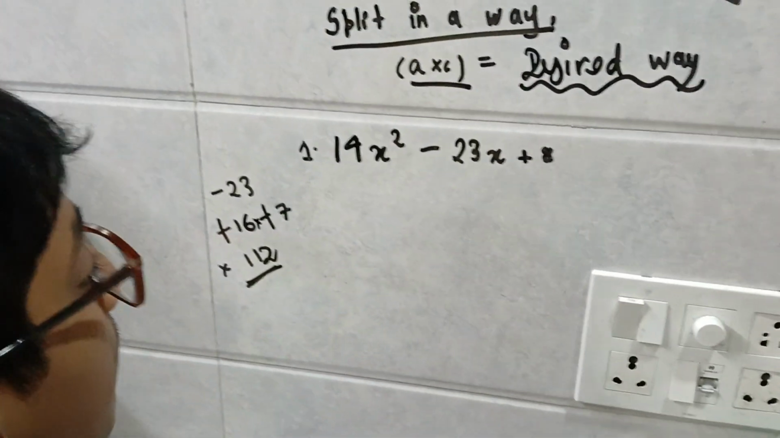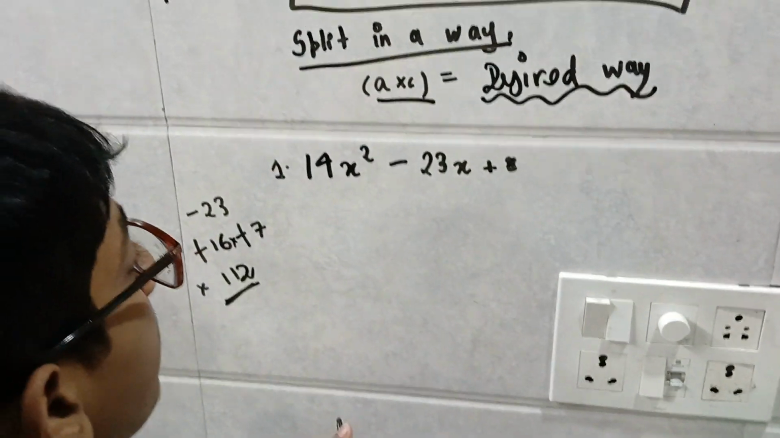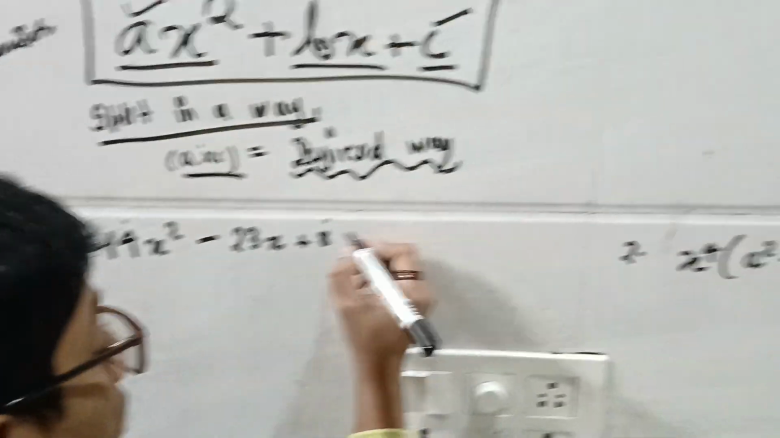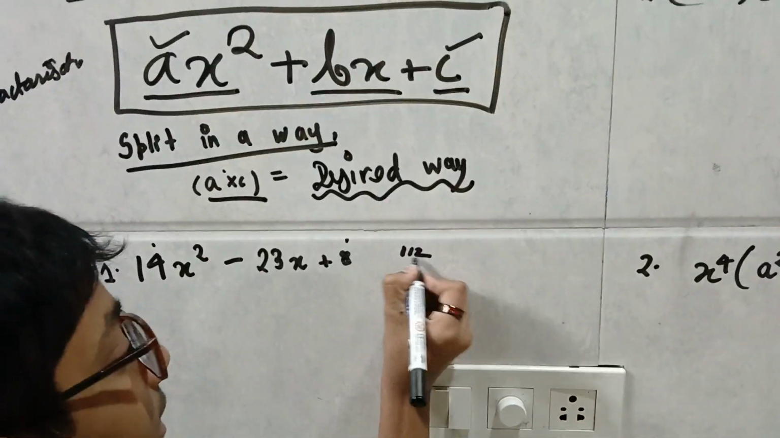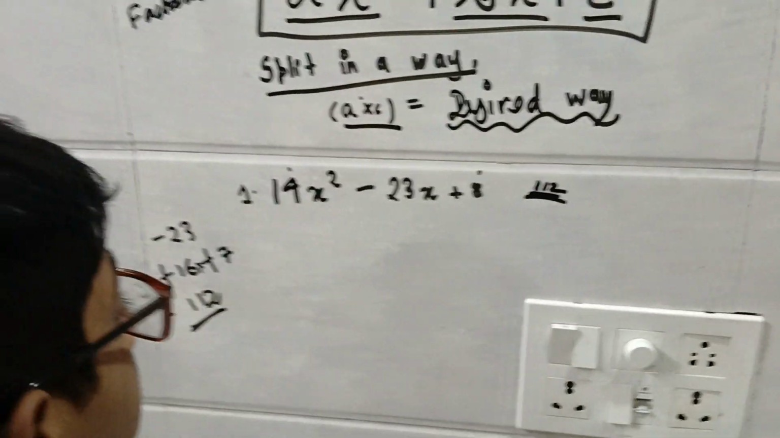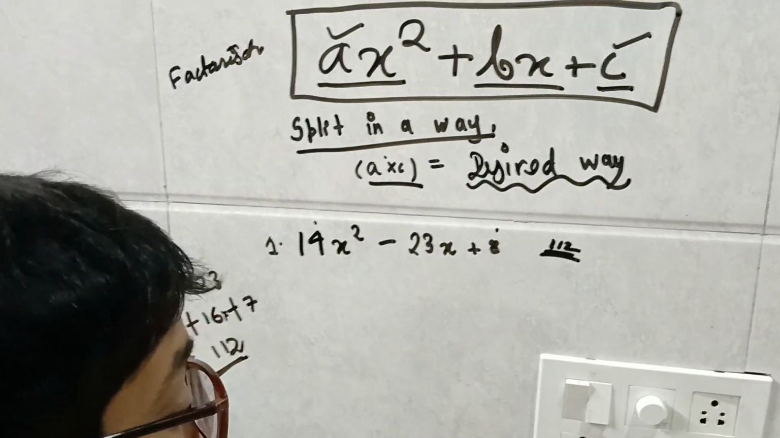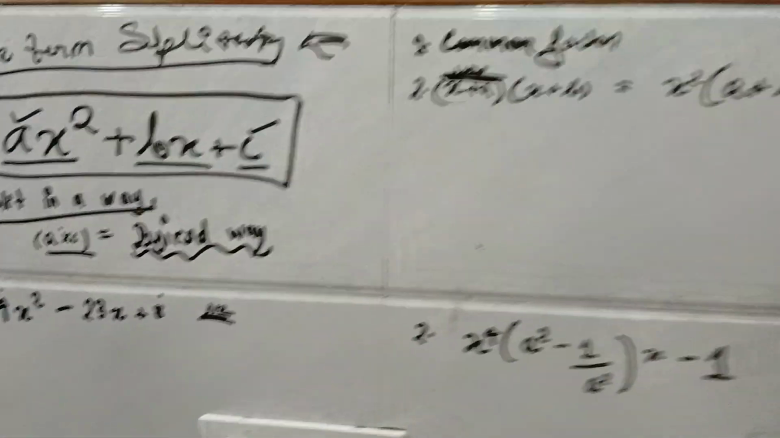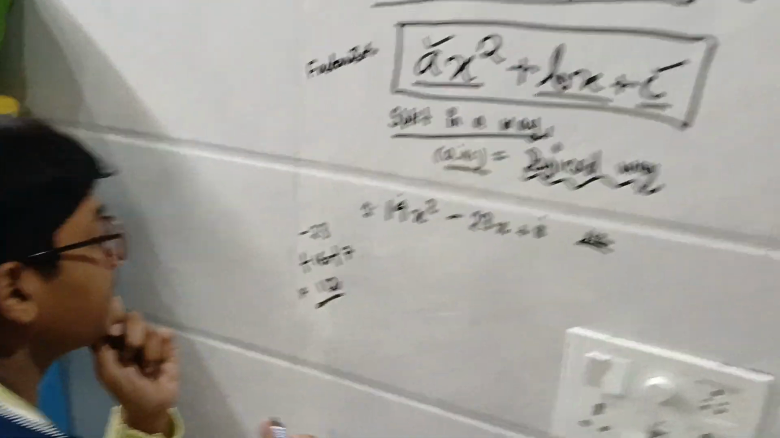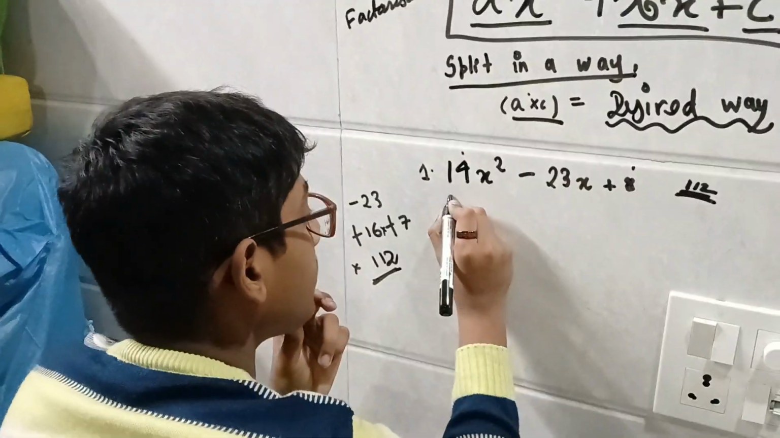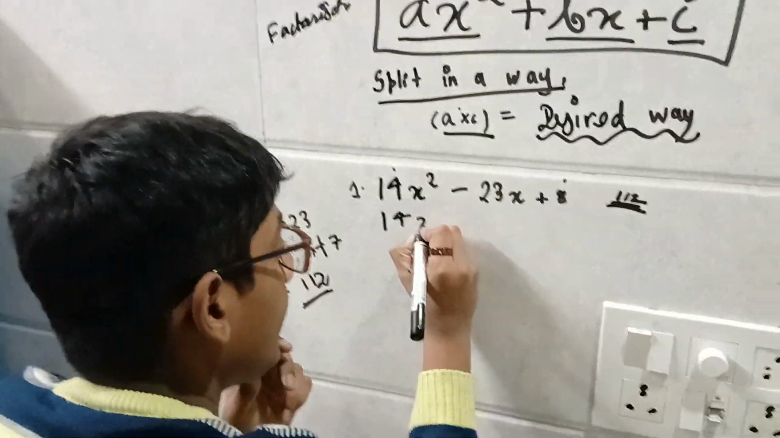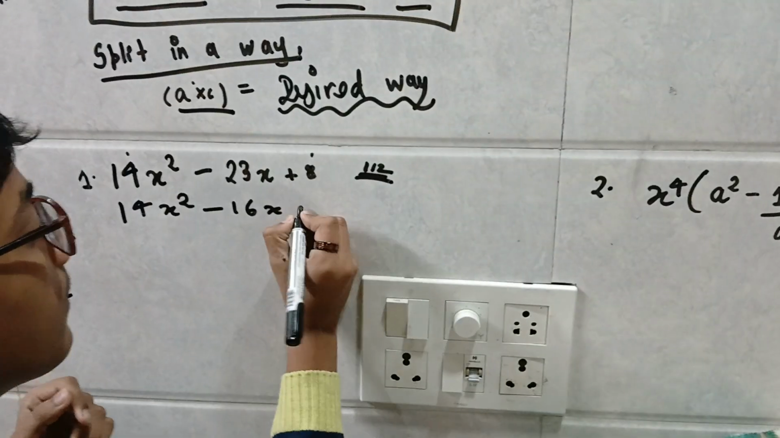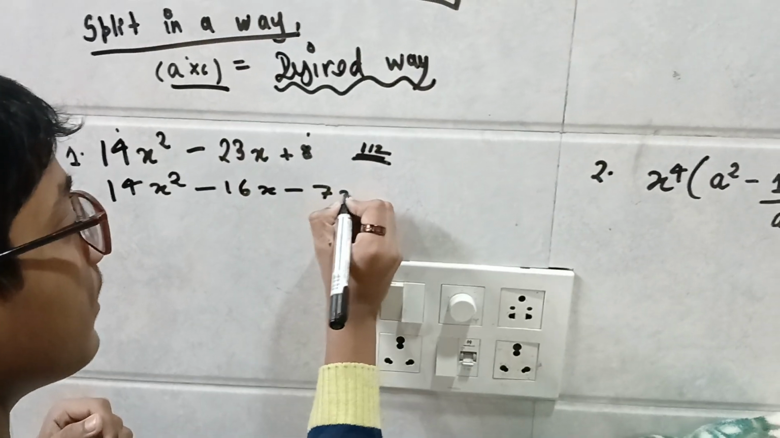Now after receiving 112, because we have to split a and c, because we multiply 14 by 8, 14 multiplied by 8 is also equal to 112. So to solve this question, we have to split in such a way. There can be more than one way to split this, but there is only one way that works. So now we can also write this as 14x squared minus 16x minus 7x plus 8.